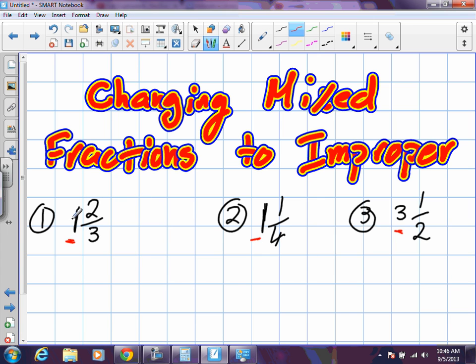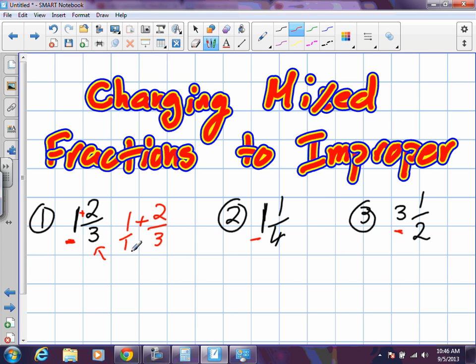One way to do this is to change the whole number into a fraction with the same denominator. Think of these almost like two values added together. This is really 1 plus 2 over 3. I need to change this 1 into a fraction that has the value of 3 below it. I can change any whole number into a fraction by putting it above 1. 1 over 1 is technically equal to 1. What is 1 divided by 1? Anyone know? 1, yeah. So it's still the same number. I've just shown it in a different way.